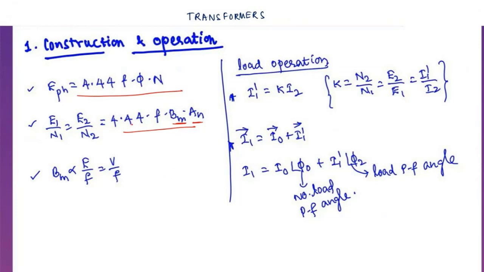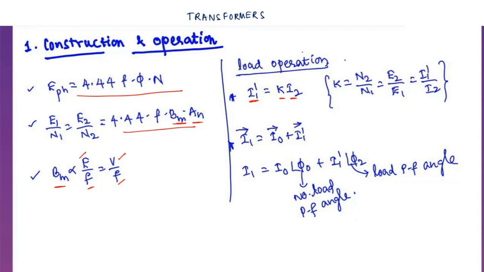And from this equation only, we can write the B maximum is directly proportional to EMF and inversely proportional to frequency. Otherwise, the flux density is directly proportional to voltage, applied voltage, and inversely proportional to frequency. This is very, very important formula. And during load operation, during no load, it will take no load current. And during load, it will take one more current on the source side, that is I1 dash. I1 dash value is transformation times the load component of current.